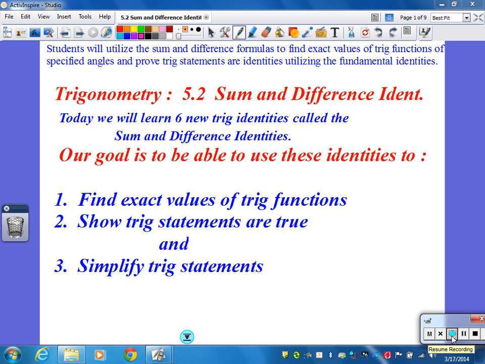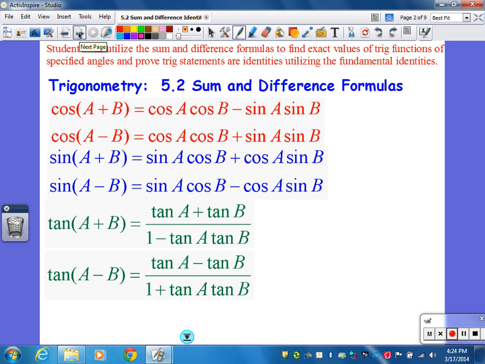Okay, today we begin the sum and difference identities. There are going to be 6 new trig identities that we're going to learn today. With these identities, we want to be able to find exact values, show statements are true, and simplify statements. Okay, so these are the 6 identities that we will be using today.